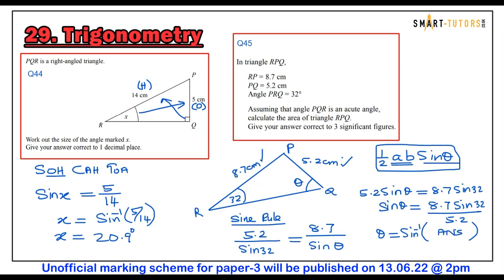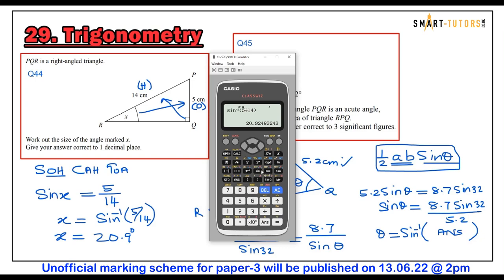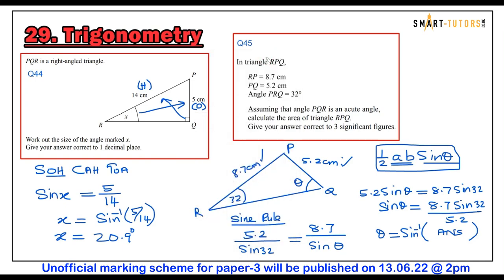So I will show you on the calculator how to do this one. I'm just going to use the sine inverse, shift and sine, and press the fraction button. 8.7 times sine 32. So again inside sine 32, close the brackets carefully and come back to the denominator 5.2. Go to the right hand side, close the brackets and press the button. 62.4 to 3 significant figures. So theta is 62.4, right?